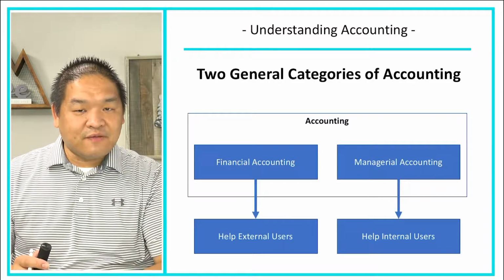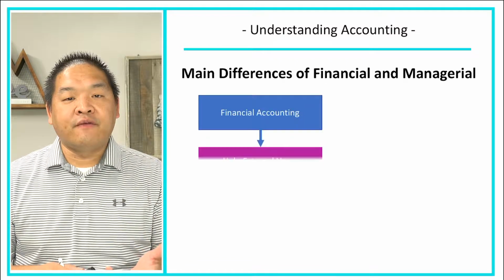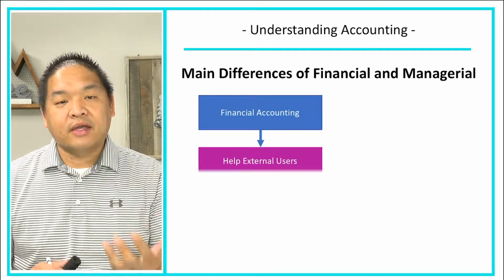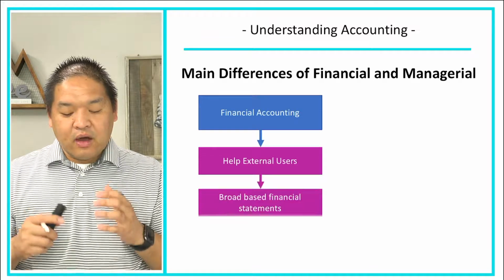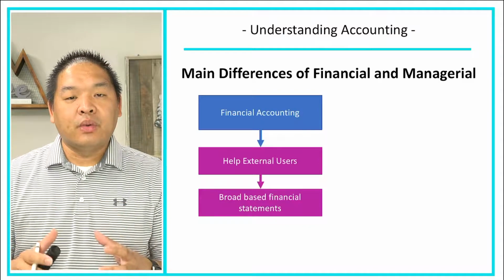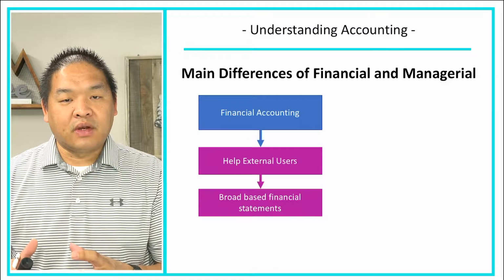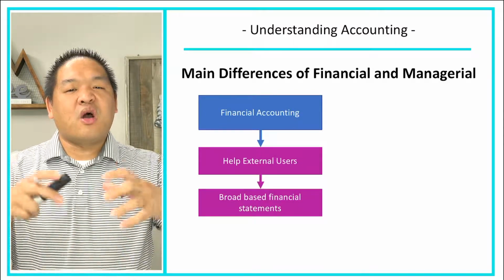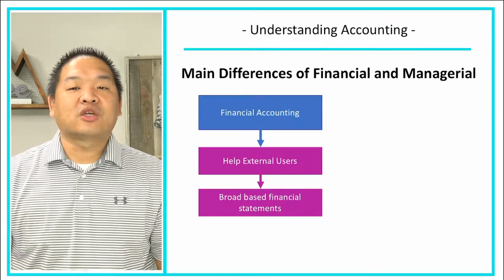Now let's talk about some main differences between financial and managerial accounting. When we talk about financial accounting, obviously we said this is a type of accounting that we use to help external users make decisions. So we're going to give external users this information. Now, what we're giving them is basically what we call broad-based financial statements. What do we mean? We're not going to give them the details of everything in the organization financially. We're going to give them summaries.